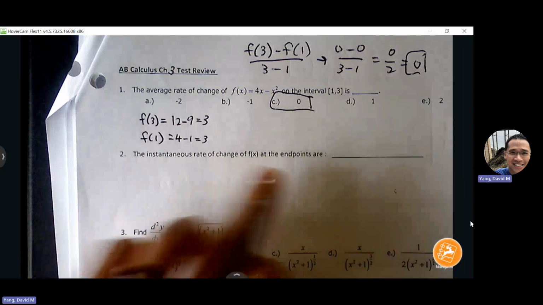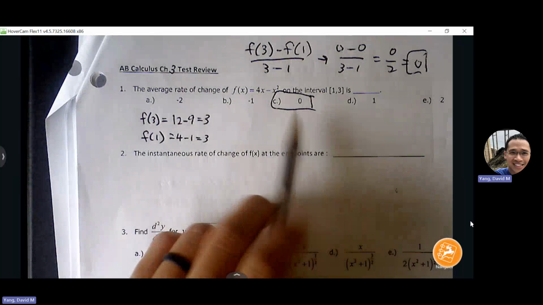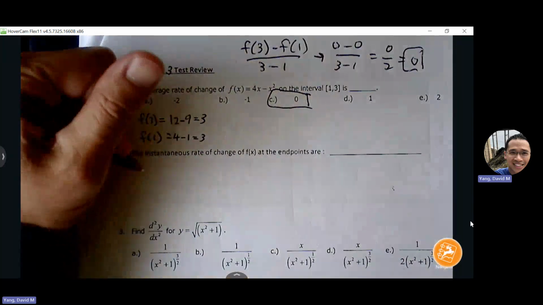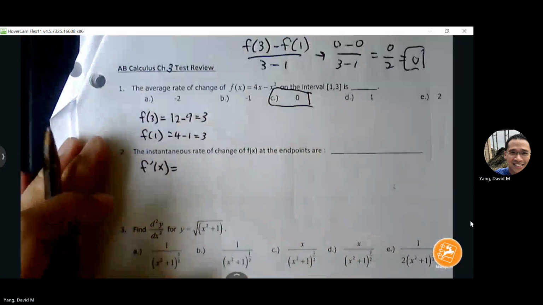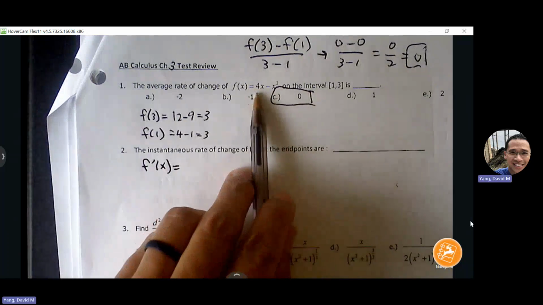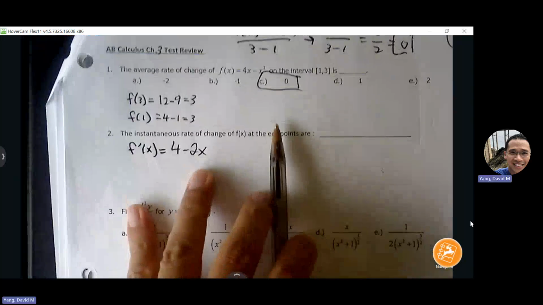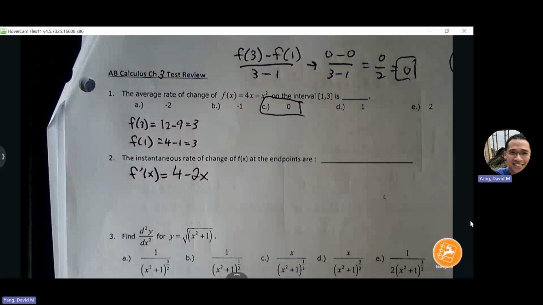Instantaneous rate of change at the endpoints. So you're going to get two different slope values. Now I can find the derivative and plug in 1 and 3 into each of those derivatives, or into the derivative function. Okay, so what's f prime here? Four minus 2x. So the instantaneous rate of change, just plug in the 1 and 3 separately, and there's going to be two different slopes at 1 and 3.